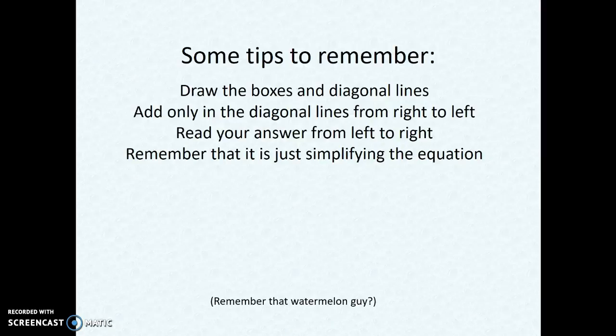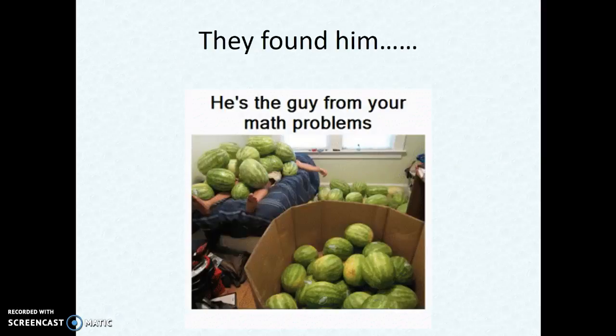Now, you remember the watermelon guy? They found him. There he is. He's in all his wonders and all of his watermelons in his room. Power to him. So hopefully this was simple enough to understand and easy enough to understand.